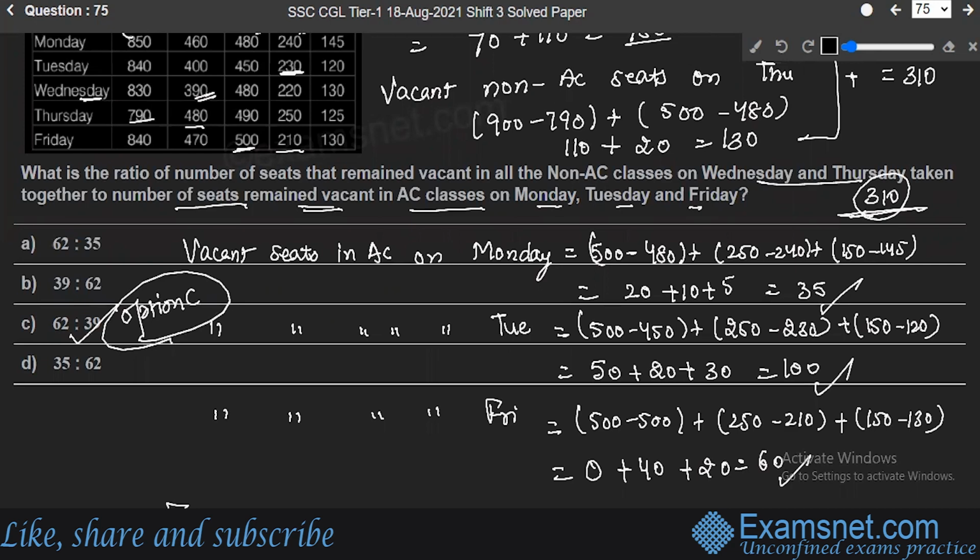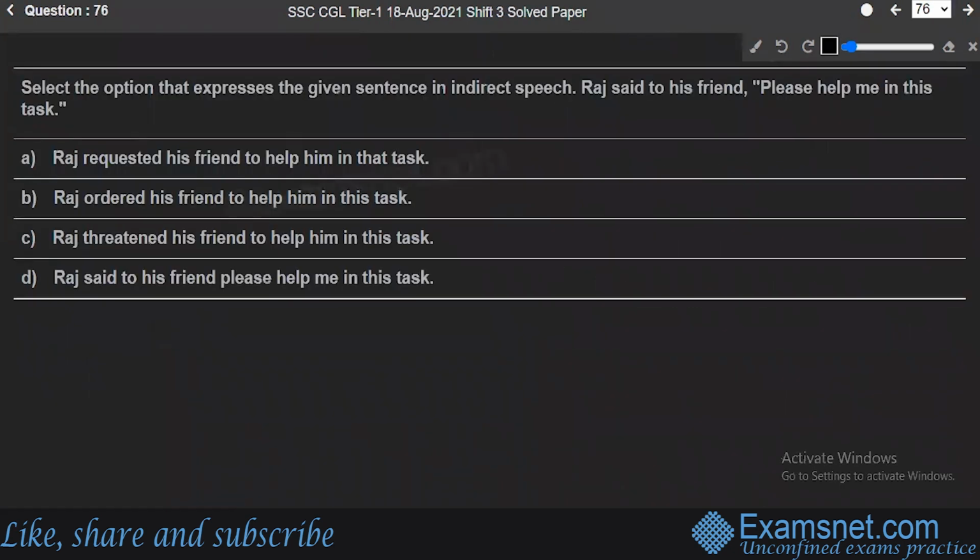So this completes all the mathematical questions. Get ready for the English section now. Question number 76. Select the option that expresses the given sentence in indirect speech. Raj said to his friend, "Please help me in this task." This given sentence is in direct speech. You have to convert this into indirect speech.